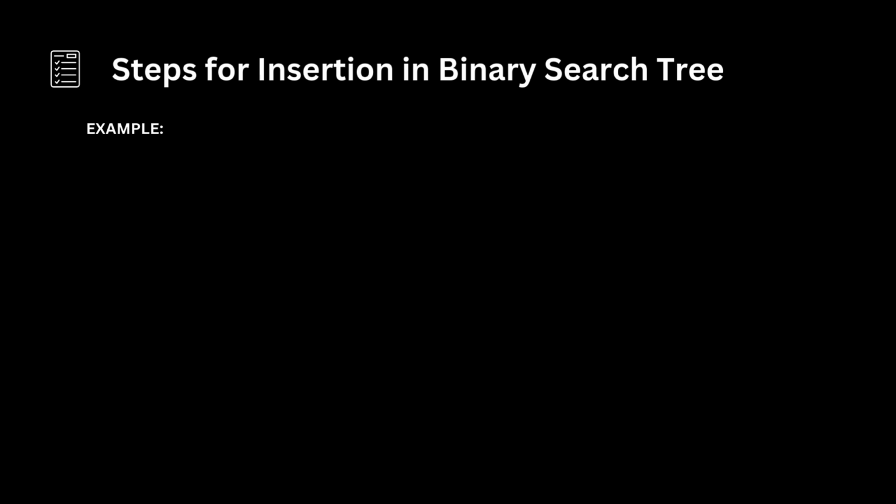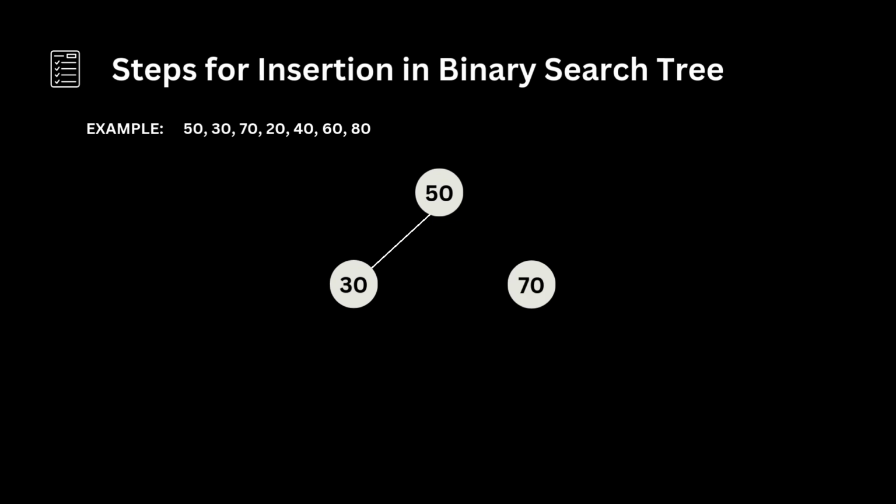Let's understand this with an example. Suppose we want to insert the values 50, 30, 70, 20, 40, 60 and 80 into a binary search tree. Insert 50. This becomes the root node of the binary search tree. Next, insert 30. Since 30 is less than 50, 30 becomes the left child of 50. Now insert 70. Since 70 is greater than 50, 70 becomes the right child of 50.